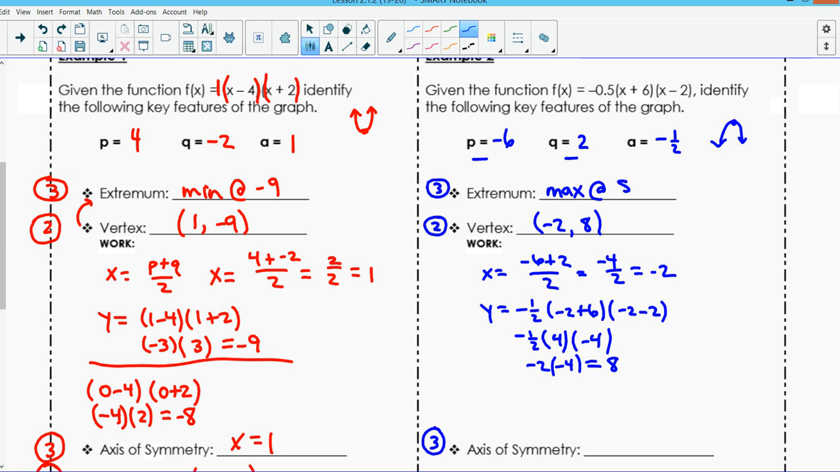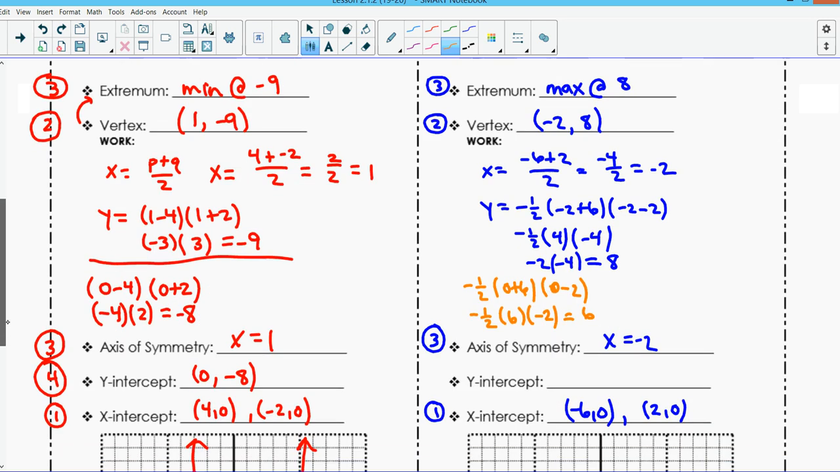Because of that, I can now identify my extremum and my axis of symmetry. My max would be at a height of 8, and my axis of symmetry is at x equals -2. Make sure we're writing everything in the correct form. My y-intercept I'm going to find by substituting in 0. So this will be -1/2 times 0 plus 6 times 0 minus 2. So that's -1/2 times 6 times -2. This gives me 12. Half of 12 is 6. Notice the negatives cancel out. So my y-intercept would be at 0, 6.